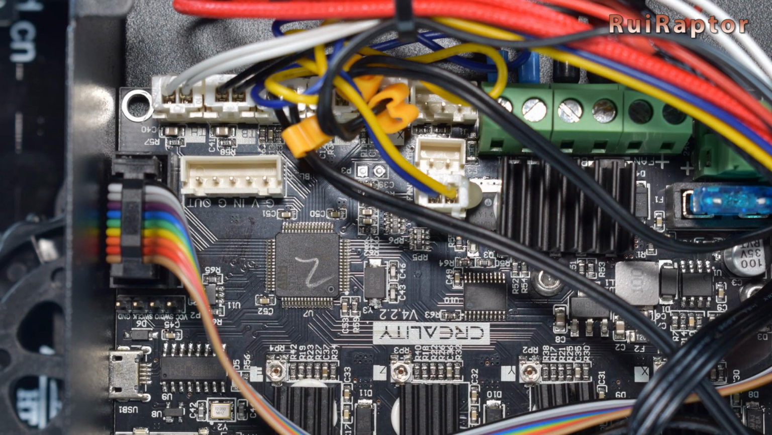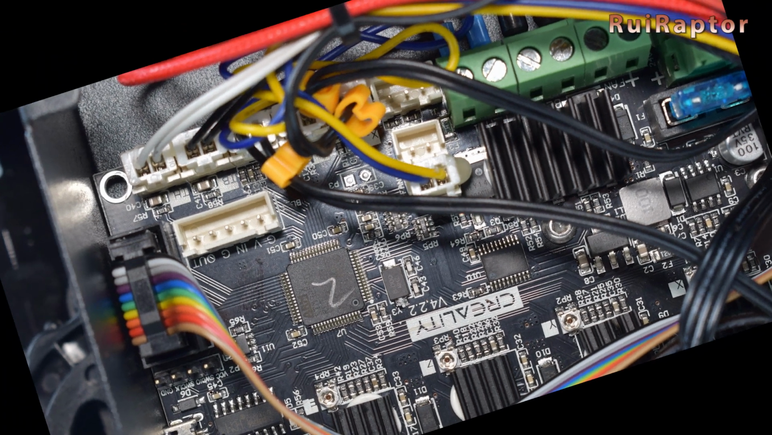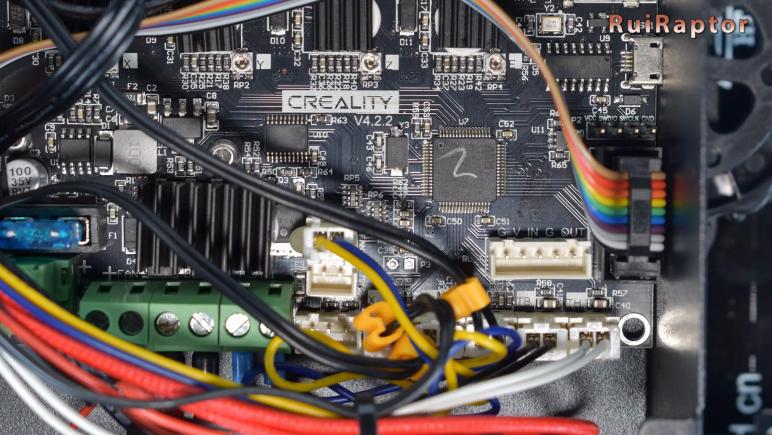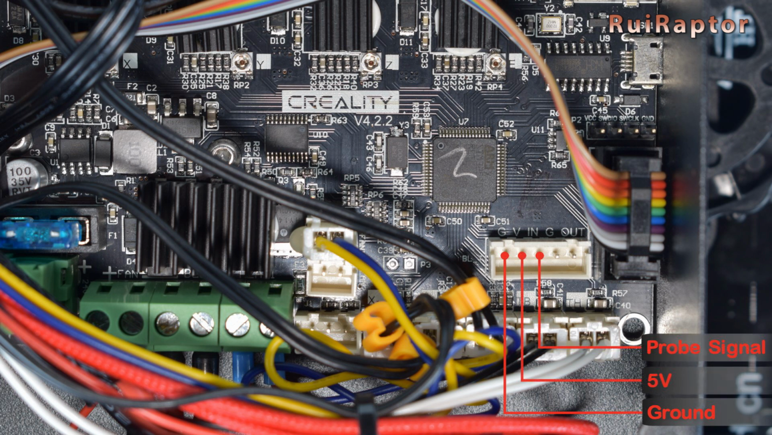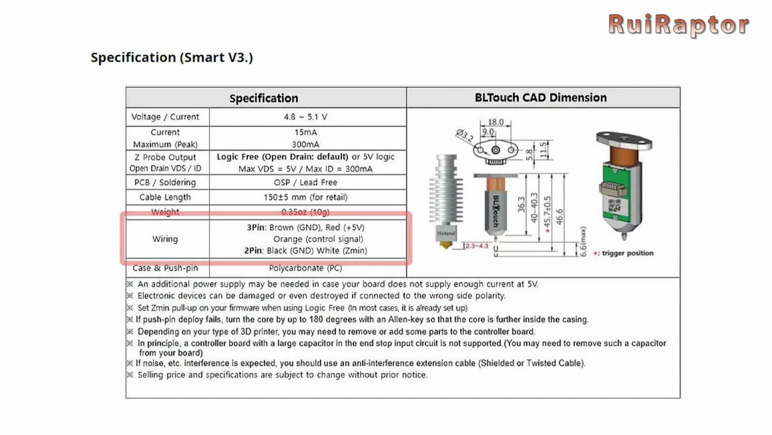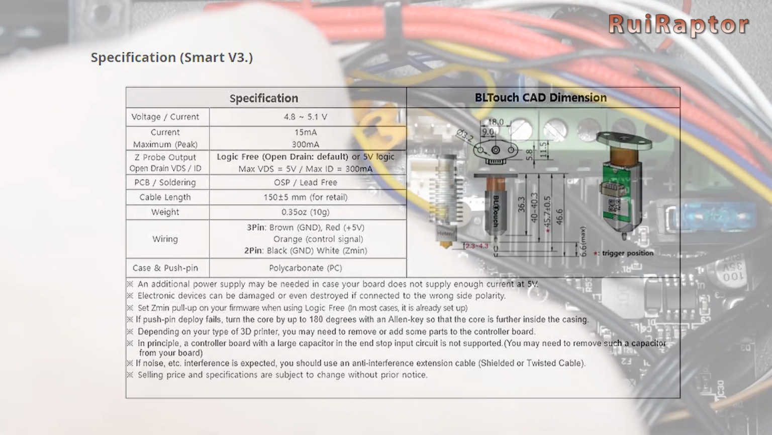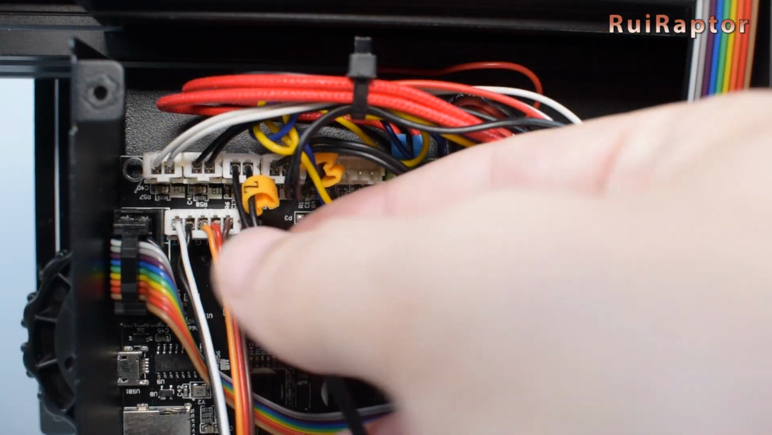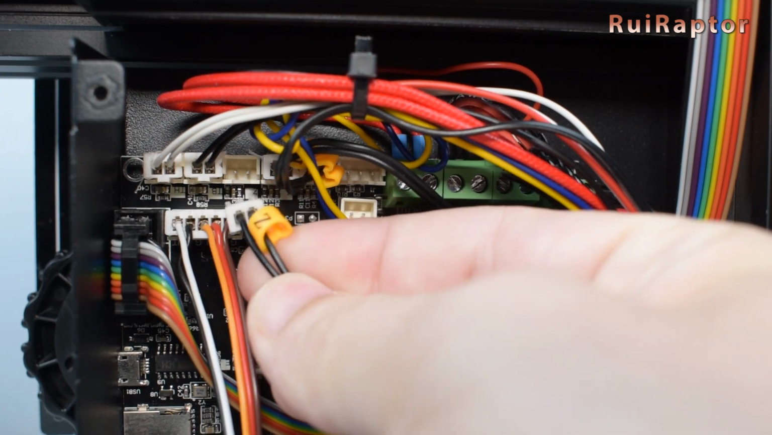To make things easier, we will turn the image upside down for you to read the PCB markings correctly. On the board connector, you have the ground for the sensor, 5 volts for the sensor, and signal for the probe. Next is the ground for the trigger, and the last one is the signal for the trigger. Make sure you check your sensor's pinout and connect the wires to the right pins. As for the Z end stop cable, you can just remove it.